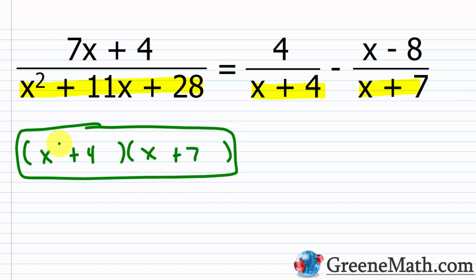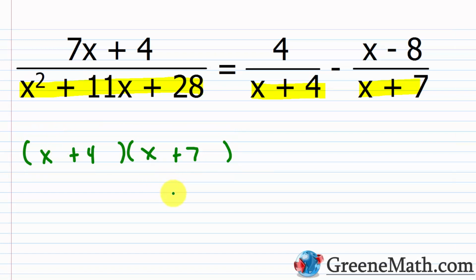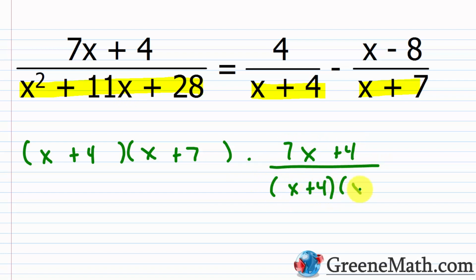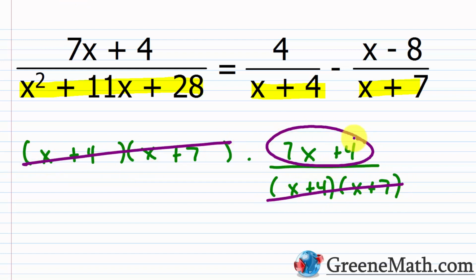So I'm going to multiply both sides of the equation by that LCD. I'm going to be a little bit pressed for room, so I'm just going to do this individually, okay? So I'm going to multiply 7x plus 4 over, again in factored form, x plus 4 times x plus 7. And we can clearly see that this would cancel with this, and I'd be left with my 7x plus 4.